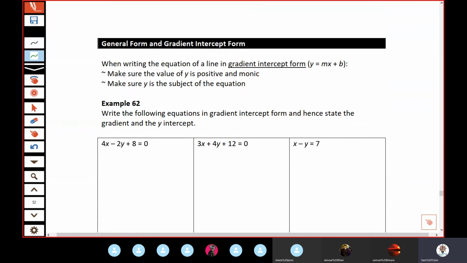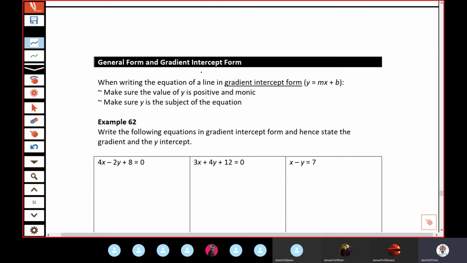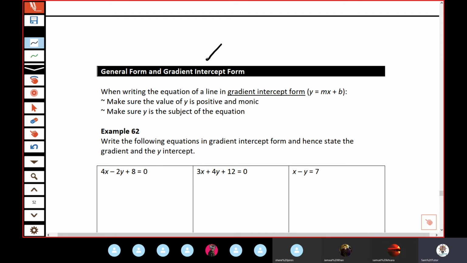General form. If you are good at equations, you're going to find this absolutely easy. If you are really horrible at equations, you've got to let me know now, because you're going to absolutely struggle with this, because this is all equations based. So, general form and gradient intercept form. What was the formula for gradient intercept form? Y equals mx plus b.